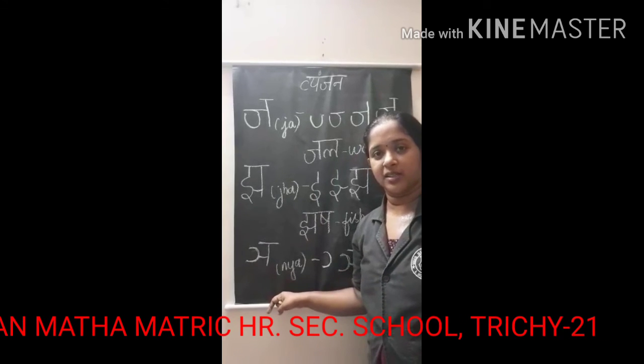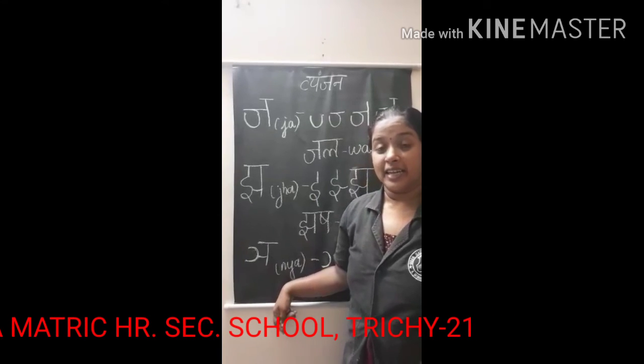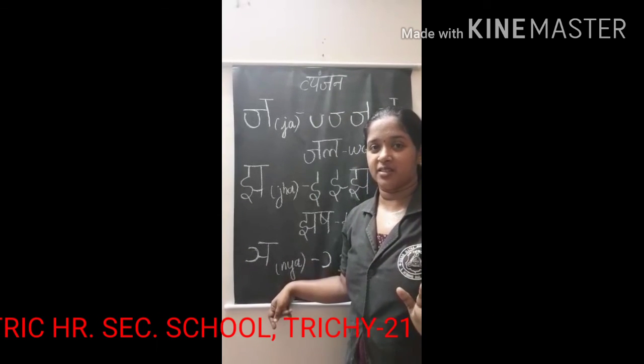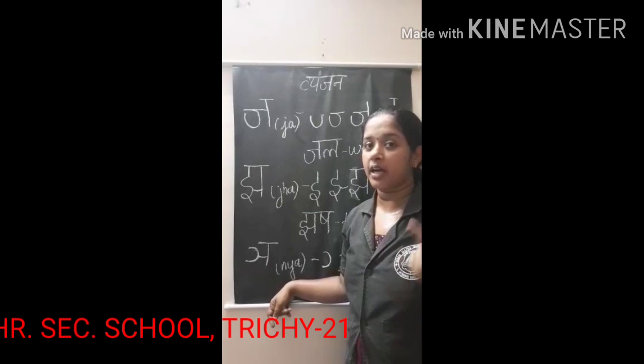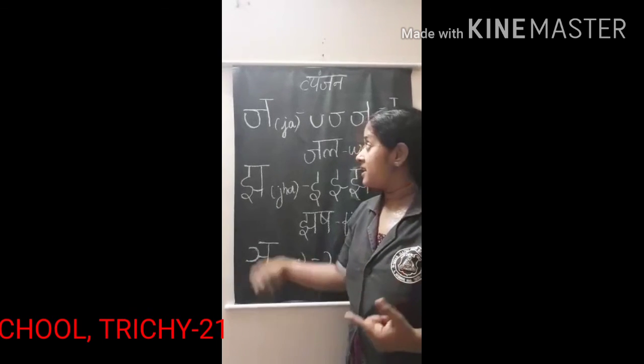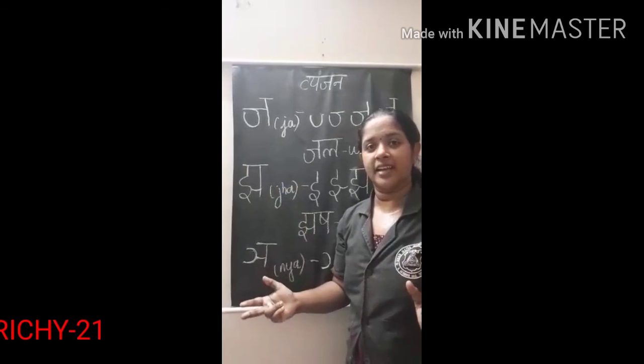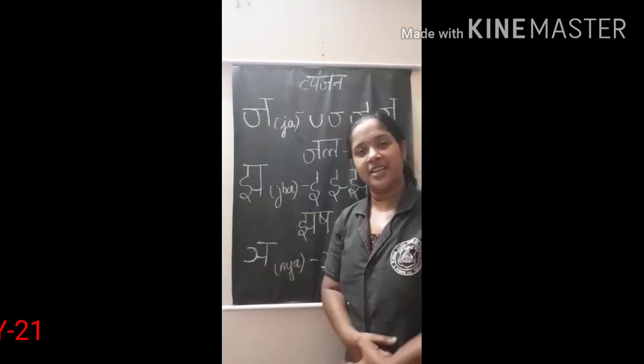Thank you very much, children. Till now we have learned 10 vyanjan. That is ka, kha, ga, gha, nga, 5. Then cha, chha, ja, jha, nya, 5. So 5 plus 5, 10 consonants we have learned. Thank you so much.